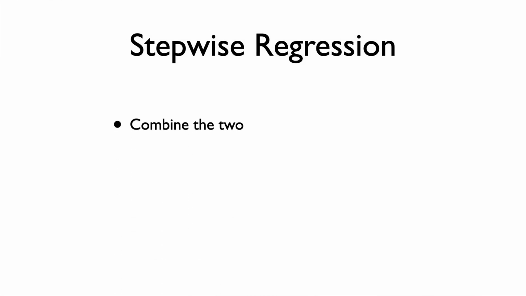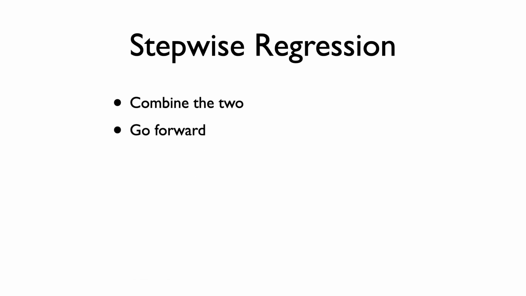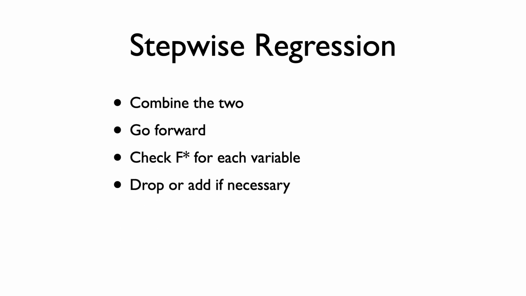Stepwise regression combines the two. You probably assumed this was going to be the next one. You start using forward selection. You do F star for each variable, just like you normally would do, and then drop things out if necessary. So when you start, you do forward selection, and then you add in another variable, and then you take a look and say, now what happens if I take this away?